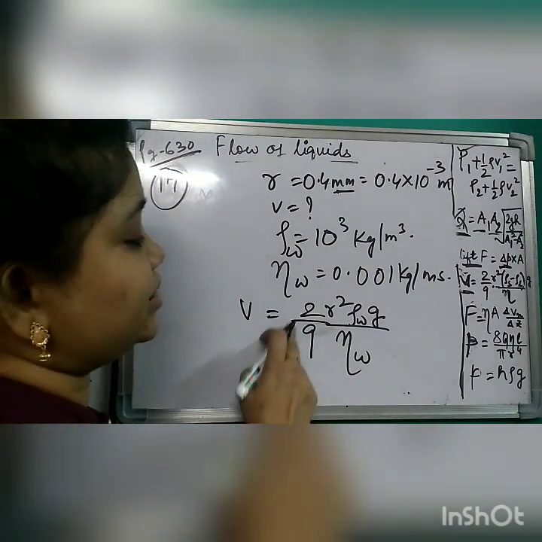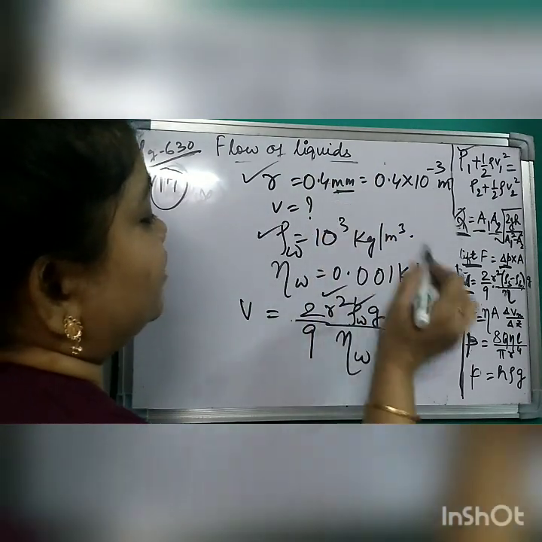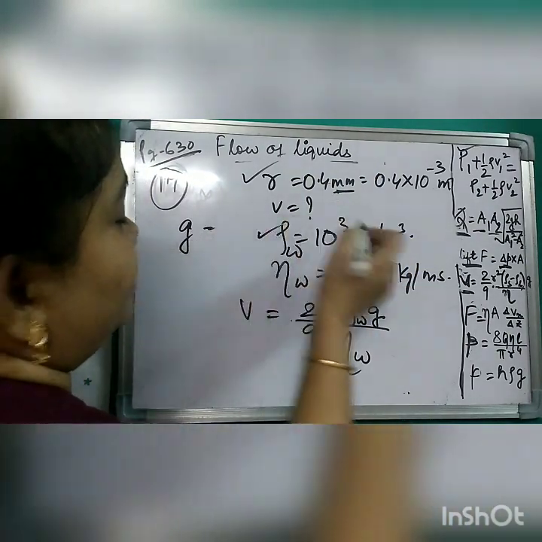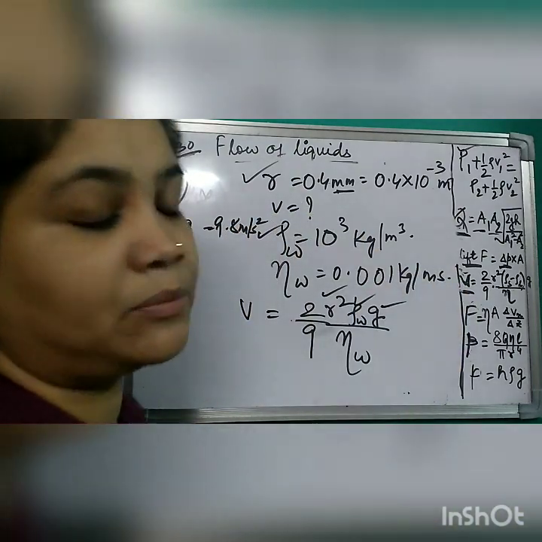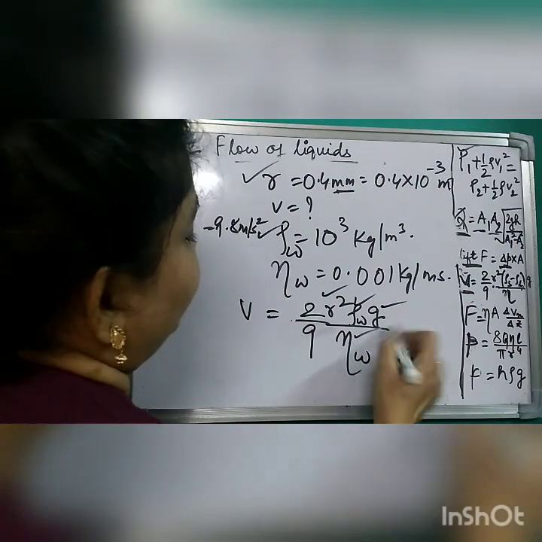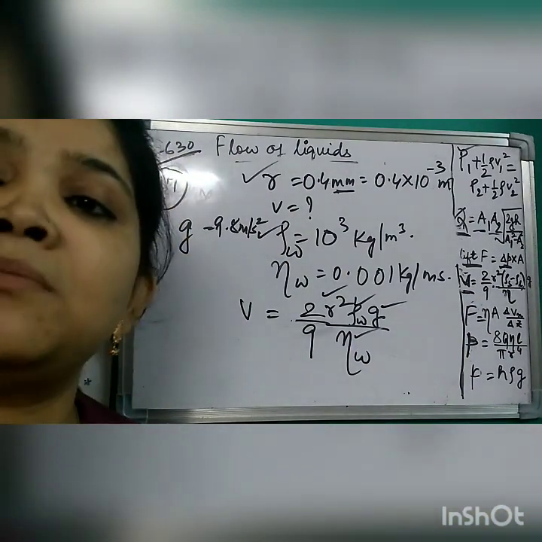So basically just use the formula 2 by 9. Radius is given to you, density is given to you, g you take as 9.8 meter per second square, and take eta, the coefficient of viscosity, as 0.001 kg per meter second.